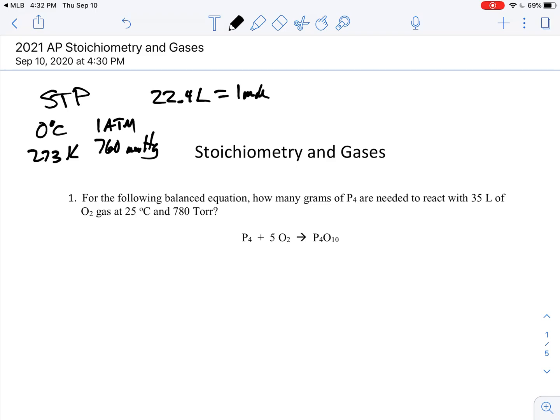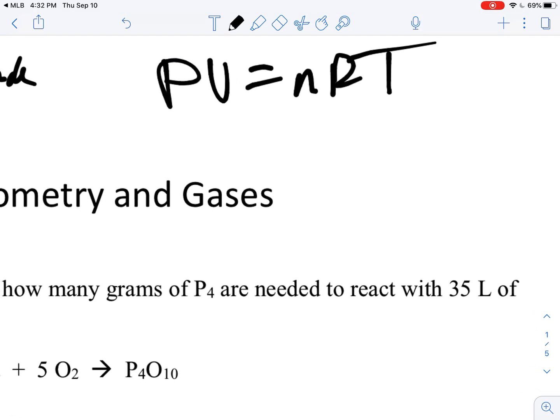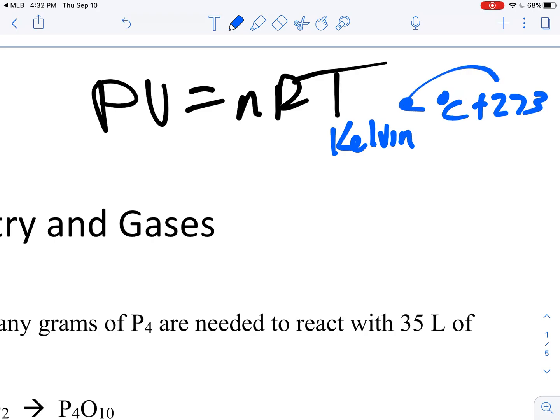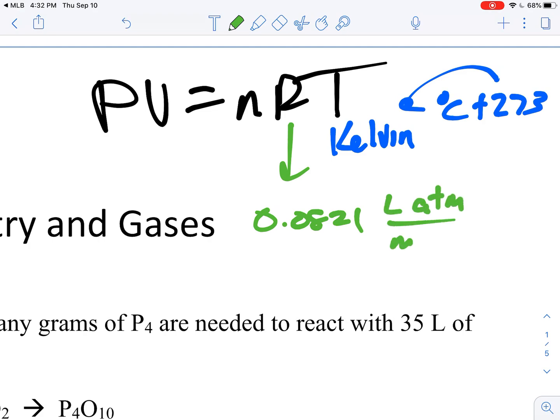If, however, you are not at STP under any circumstances, then you're going to have to use the equation PV equals nRT. So, a couple things about this. Regardless of what you do, remember that the temperature always has to be in Kelvin units, which is Celsius plus 273. And then the other thing that you have to remember is that R is either 0.0821 if you are using liters, atmospheres, moles, and Kelvin, or it is 62.4.